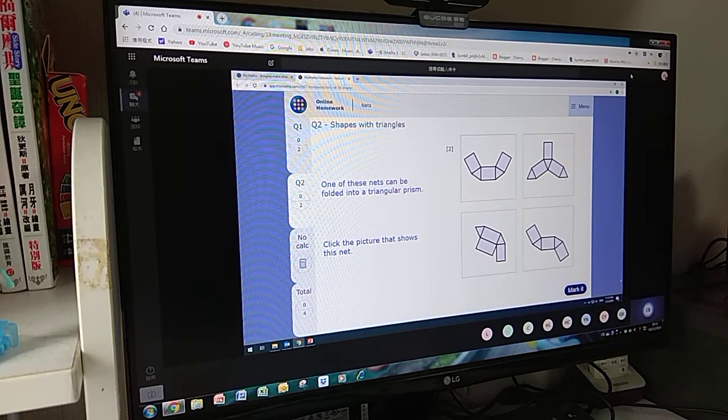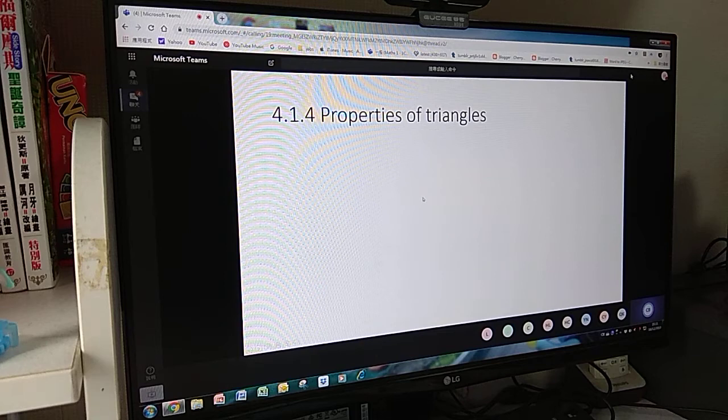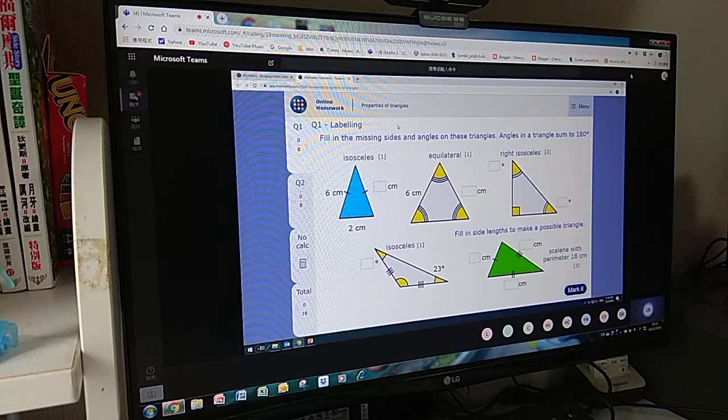Okay, up to now, any questions? Anyone cannot find out the answer? If you cannot find out the answer, then I will move on to the more important topic. I will start with 4.1.4. That is the properties of the triangle.